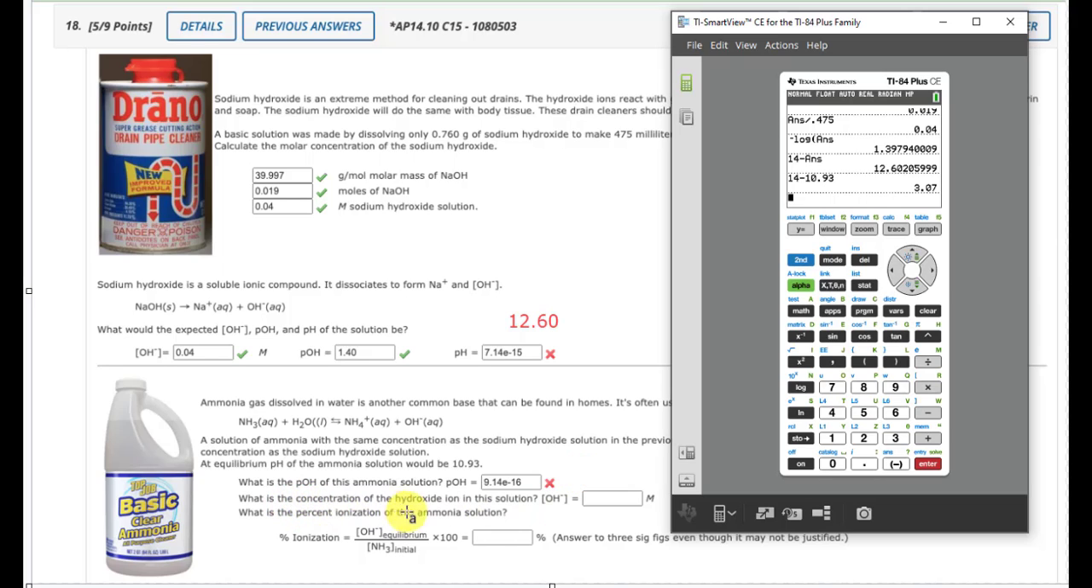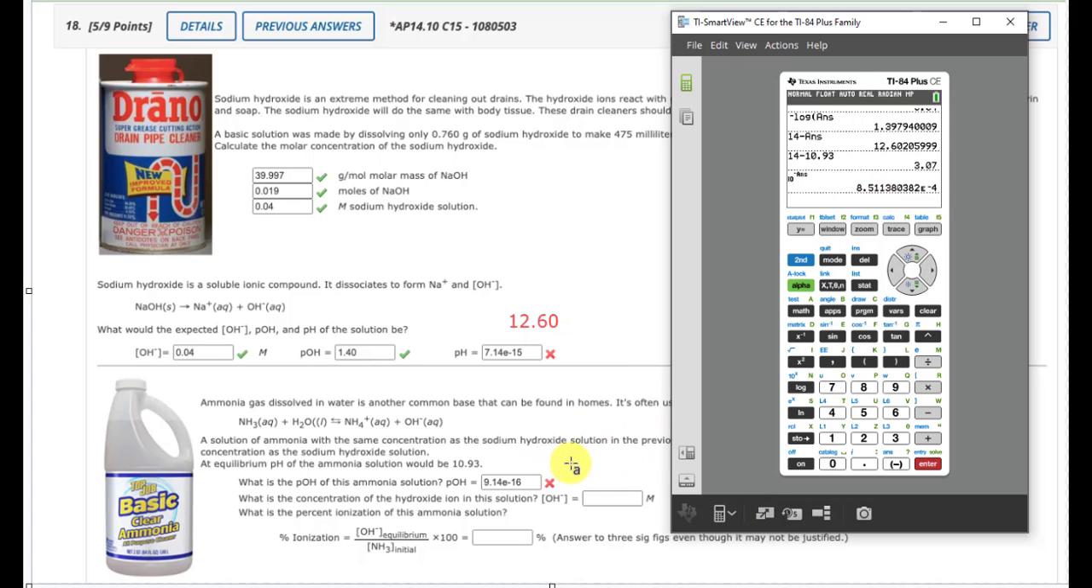Now we want to know the concentration of the hydroxide ion. Well, we've got the pOH, so I would go second function log. We're going to go anti-log, put the negative back in, and again, I'll use my previous answer. And here, we've got a concentration that is 8.51 times 10 to the negative 4. For WebAssign, I'd use all three values, three significant digits.